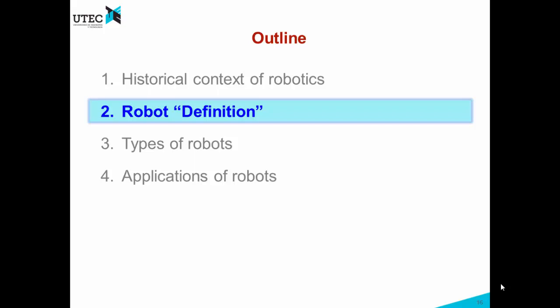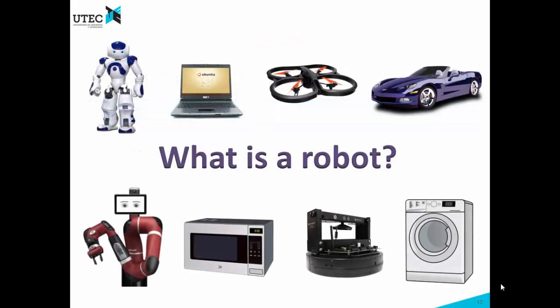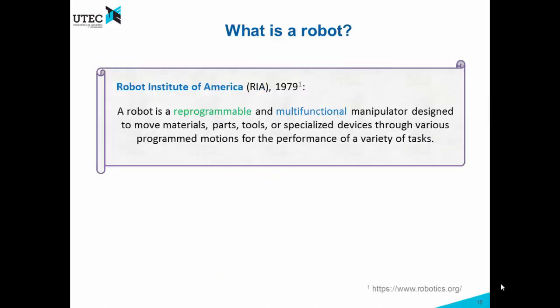2. Robot definition. So what is a robot? Here we have several images, and we might know which ones are robots and which ones are not robots. But what is a description of a robot? How can we define a robot? There are some attempts for it.